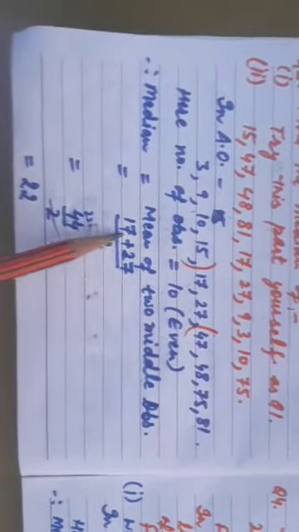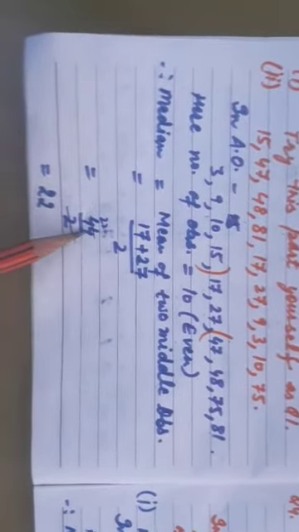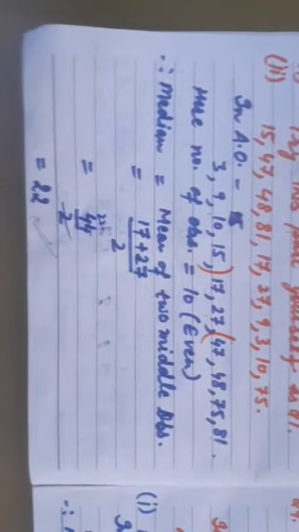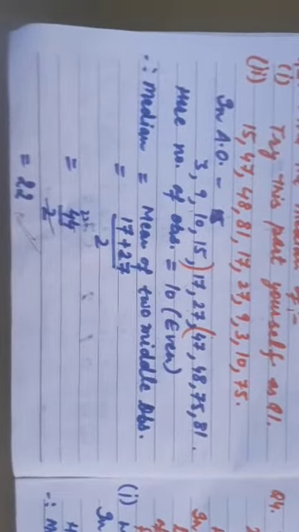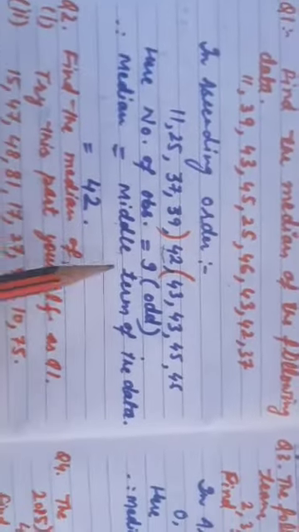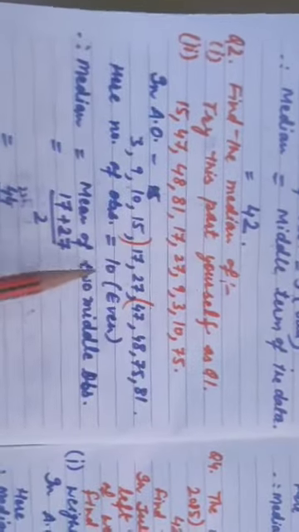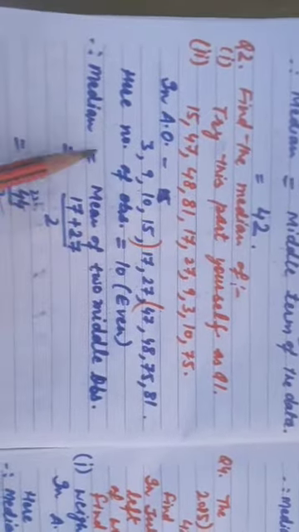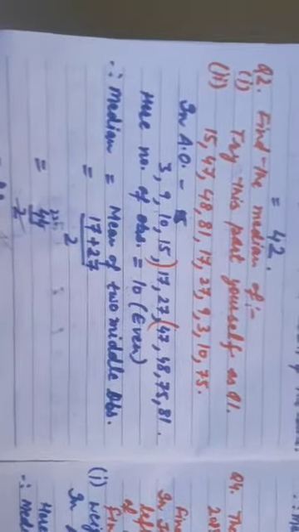What is the mean of these two? So 17 plus 27 upon 2, that is equal to 44 upon 2, and it is equal to 22. Therefore the median of this data is equal to 22. In case of odd numbers, the middle term is the median of the data, for example in question number 1. But when the number of observations is 10, in that case the median is the mean of the two middle terms. So it is the way to find the median of the data.